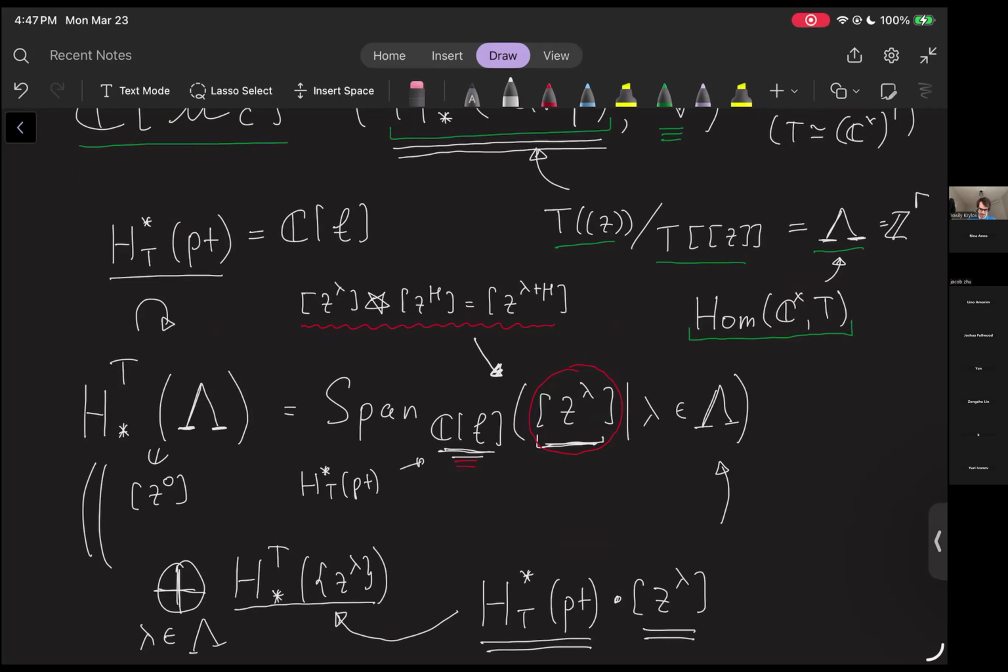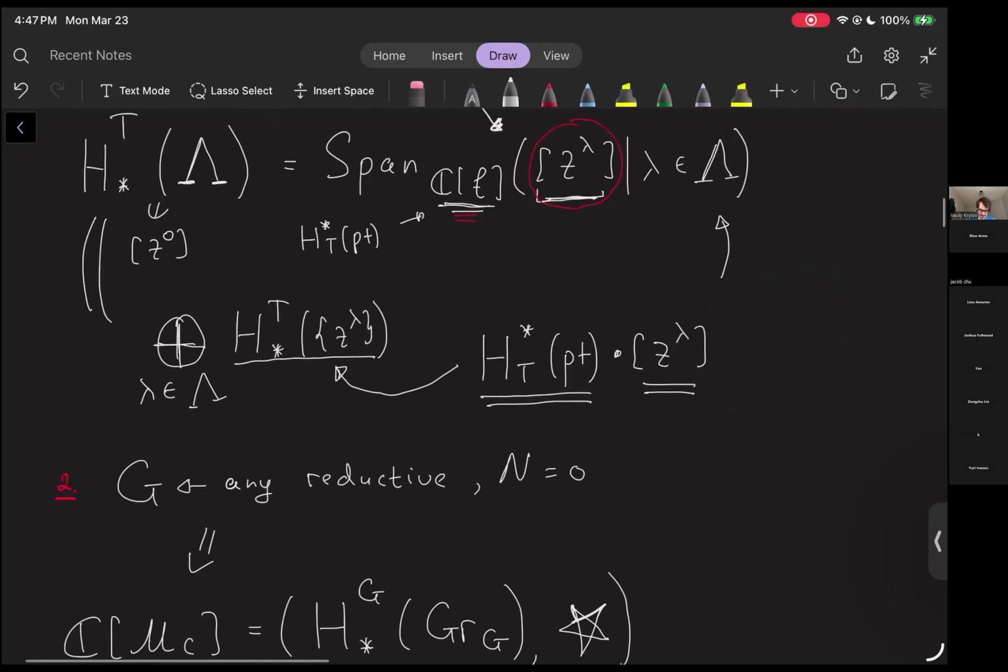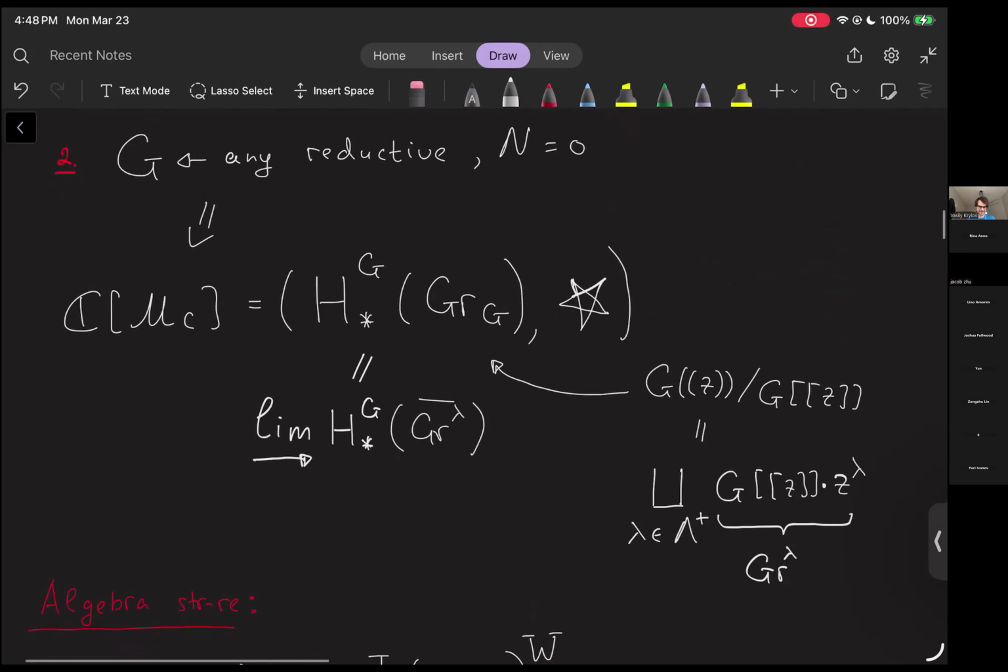So maybe we move on, because these are very basic things. So now let's see how things work for arbitrary reductive groups. Let G be any reductive group, and let N still be 0. Then, similarly to the previous definition, we define this Coulomb branch again as equivariant homology, but now of the affine Grassmannian of G. Now it's an interesting space.